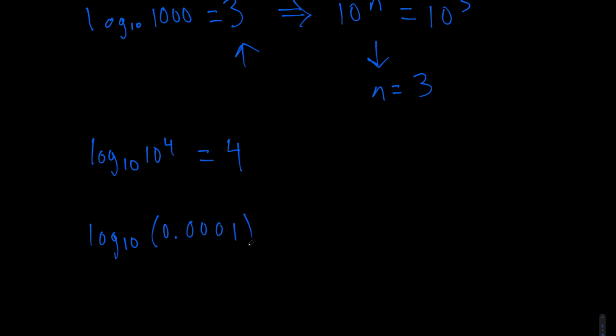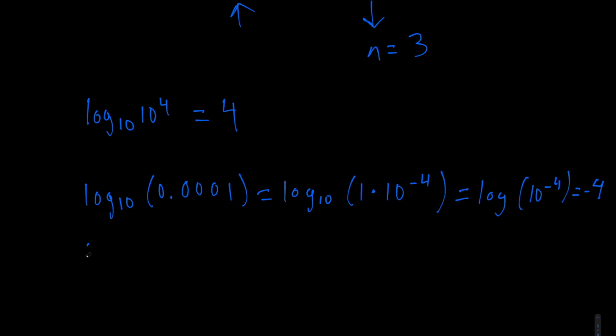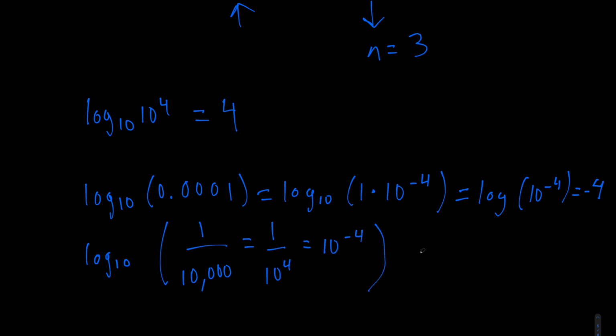0.0001, that's 1, 2, 3, 4 places to the left. So that's log base 10 of 1 times 10 to the negative 4. Remember, there are 3 zeros because we're moving to the left, 4 places, so negative 4. So 4 places to the left, that's log of 10 to the negative 4, and that's just negative 4. And you can also express this as log base 10 of 1 over 10,000, because remember, this is the same thing as 1 over 10 to the 4th, that's equal to 10 to the negative 4. And so express that as that.